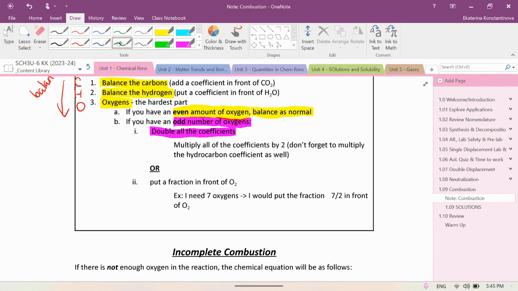So for example, if I need 7 oxygens, I would put the fraction of 7 over 2 as my coefficient in front of O2, which would tell me that I have 7 oxygens, right? Because if you think back to math, your numerator and your denominator will cancel out. So you're left with 7 oxygens. Okay, and I'll do an example later on with this.